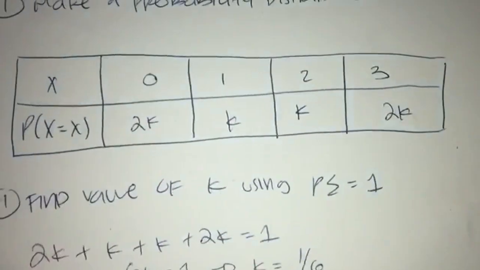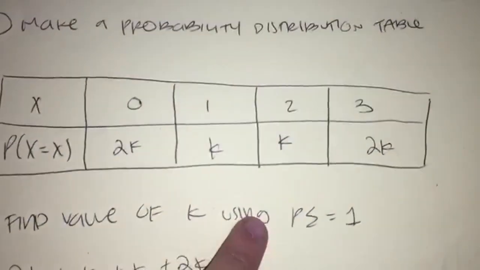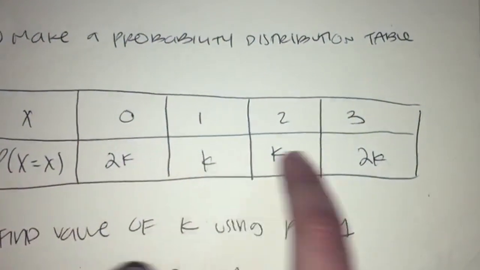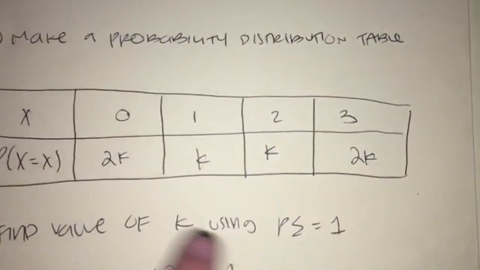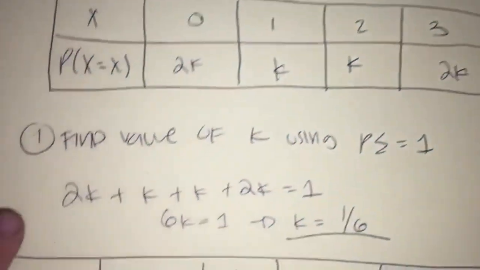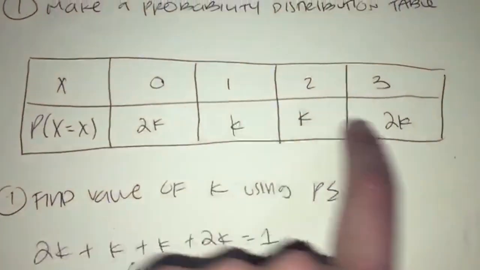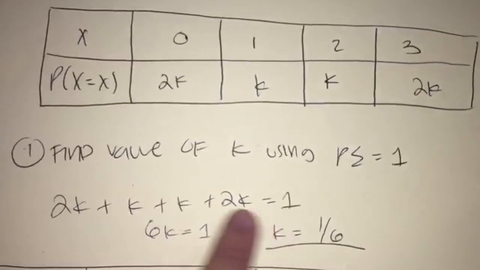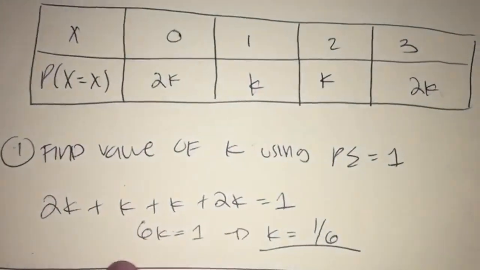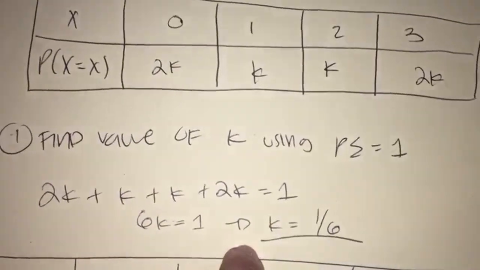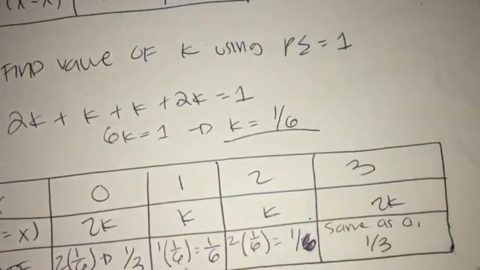So for our first question, it reads, find the value of K using this formula, which says that the sum of all of the probabilities must equal 1. So what we're going to do is really simple. We're going to add 2K plus K plus K plus 2K, meaning these 4, and they equal 1. So we're going to add them up, and it's going to be 6K equals 1, and we're just going to take the 6 to the other side. So it's going to be K equals 1/6.